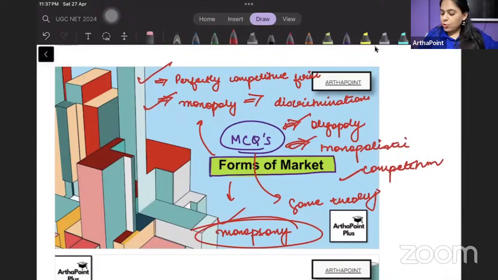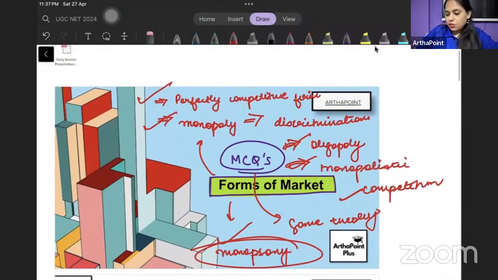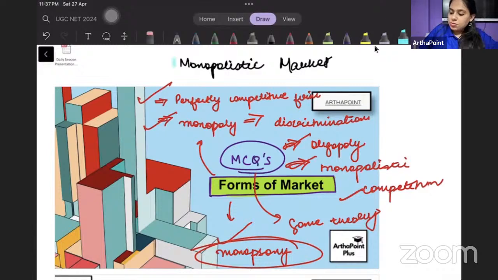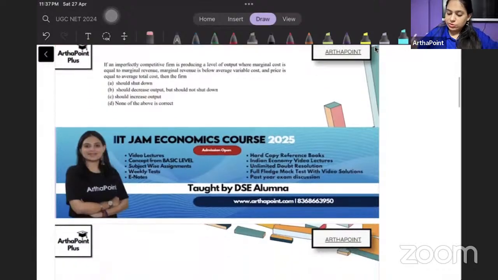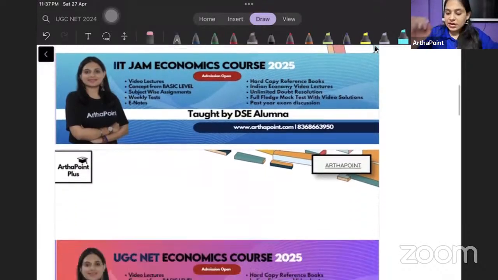Okay? So today I'm going to take some questions as an example of what kind of questions can be asked in exam. And the topic for these questions will be monopolistic market. Right? The topic would be monopolistic market. Am I clear with it? Okay beta, look into the first question. Look carefully. It says, if an imperfectly competitive firm is producing a level of output where MC is equal to MR. Okay, let's make this much first.